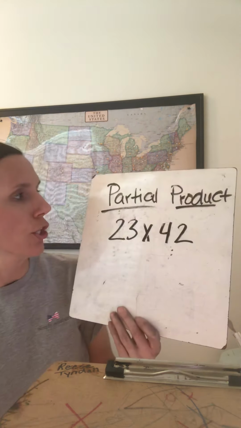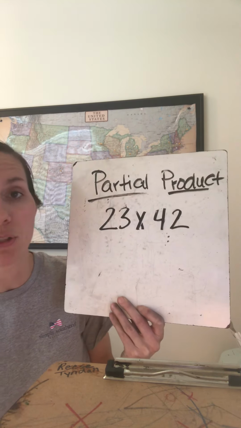So, partial product. Again, that's just a fancy way of saying how we break apart something and multiply it and put it in kind of a nice grid. So, I'm going to set up a 2 by 2. Here it is. So I've got 23 times 42.